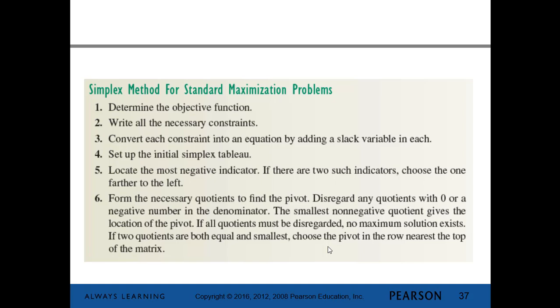Let me say that again. If all quotients must be disregarded, no maximum solution exists. Okay? If 2 quotients are both equal and smallest, choose the pivot in the row nearest the top of the matrix.